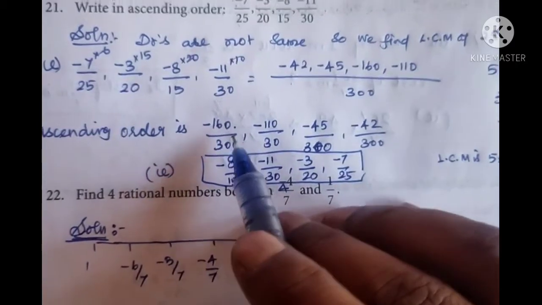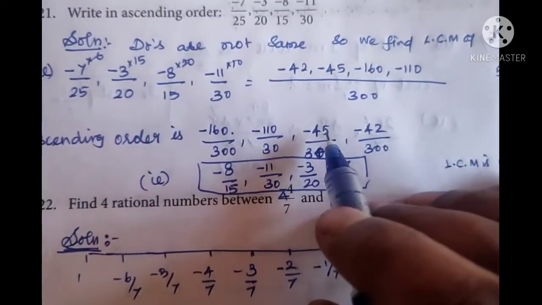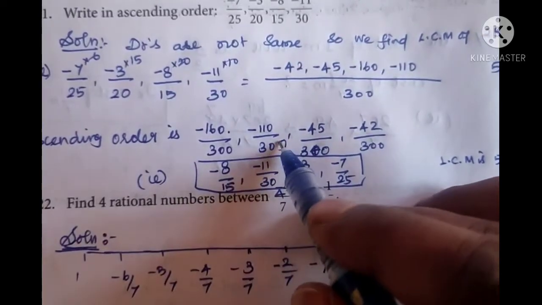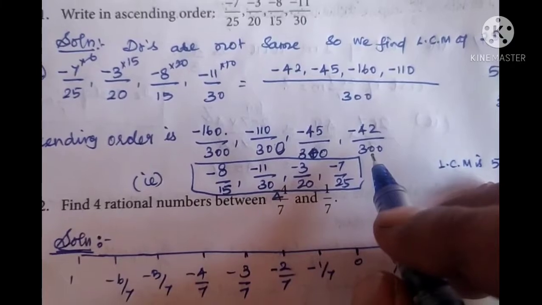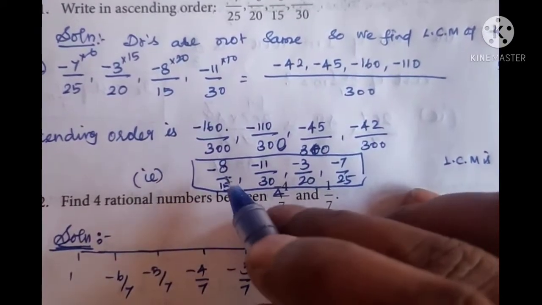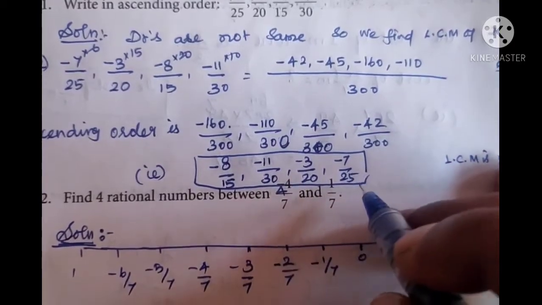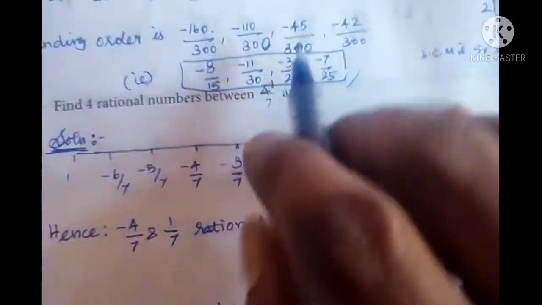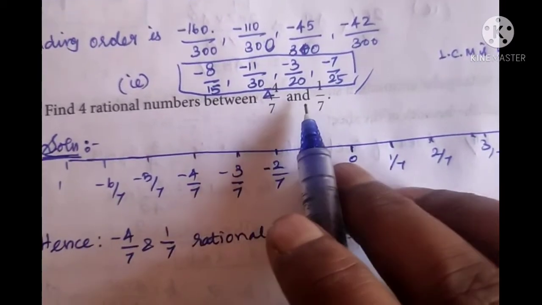Ascending order is minus 160 by 300, minus 110 by 300, minus 45 by 300, minus 42 by 300. That is minus 8 by 15, minus 11 by 30, minus 3 by 20, minus 7 by 25. Find 4 rational numbers between 4 by 7 and 1 by 7.